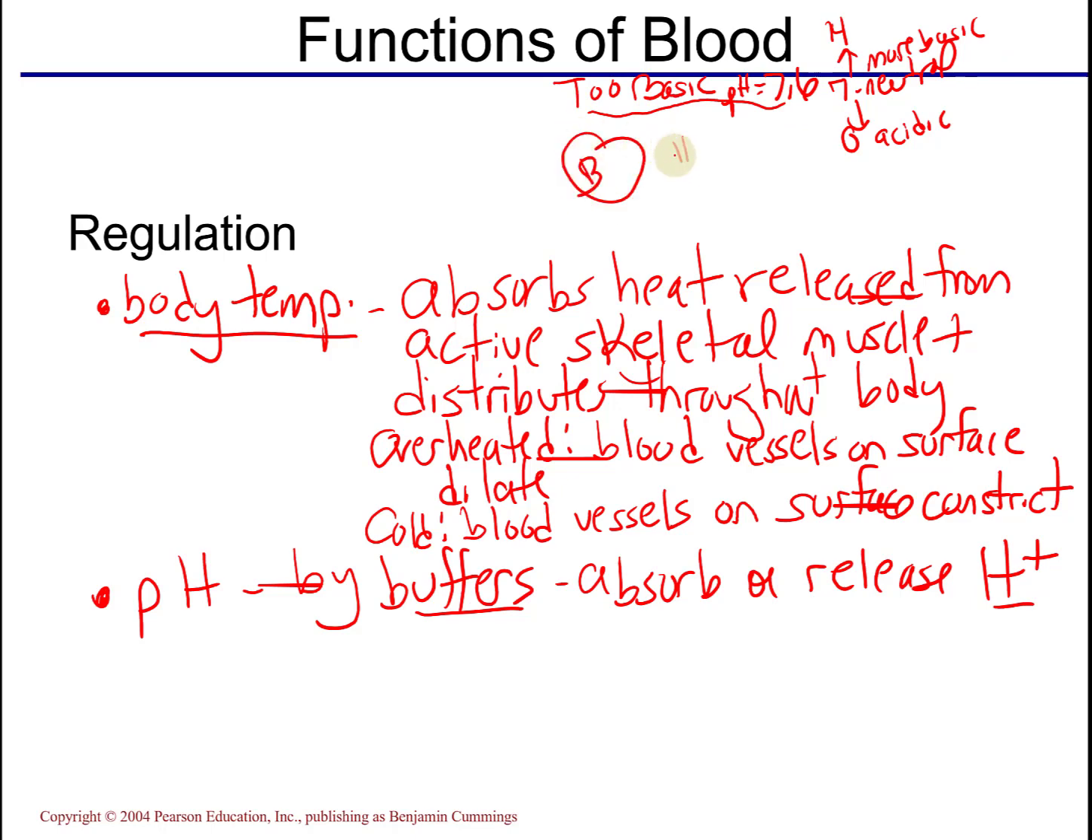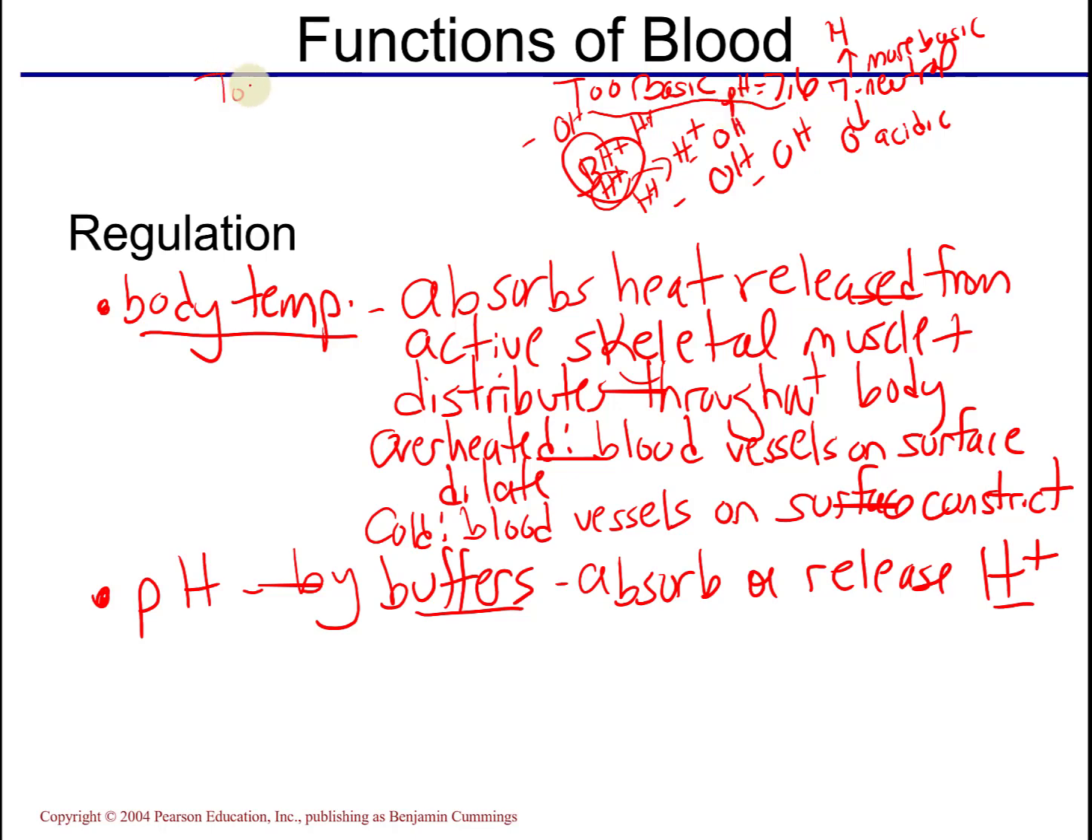So too basic, you do have hydrogen ions out here, but let's just say you have an awful lot of hydroxyl ions, and there are hydrogen ions also carried by the buffer. If it's too basic, then the buffer is going to release hydrogen ions. And as it does that, the pH goes down.